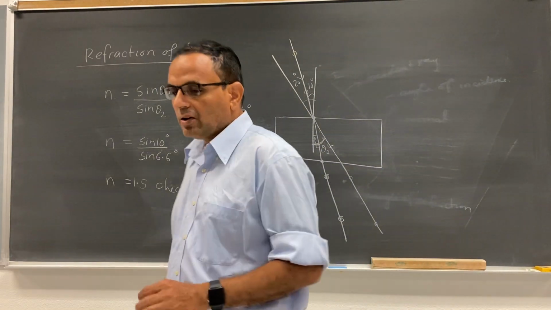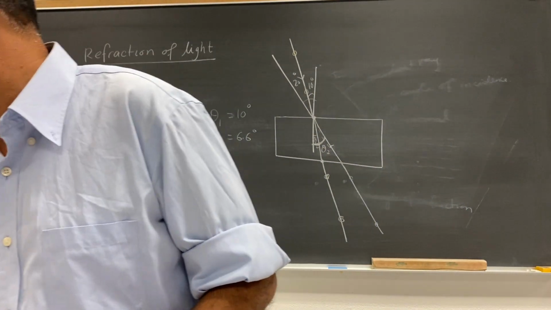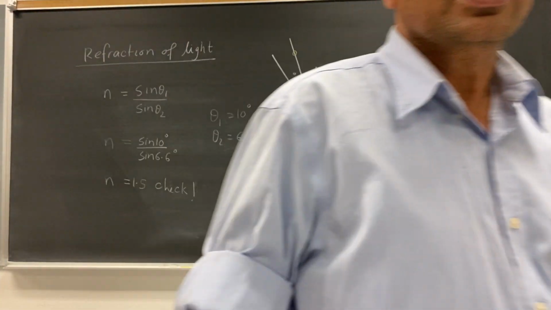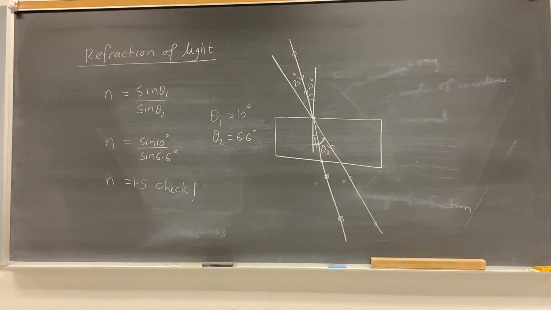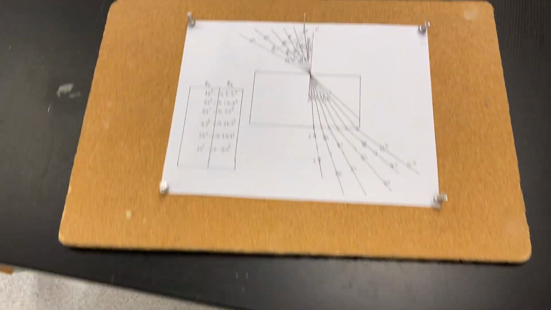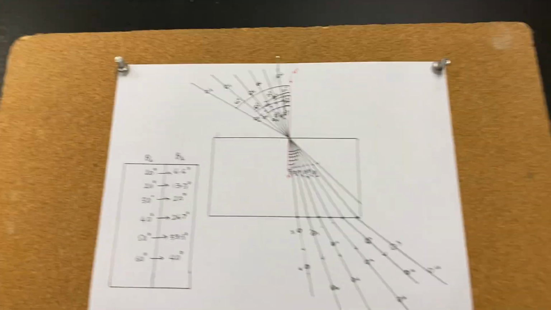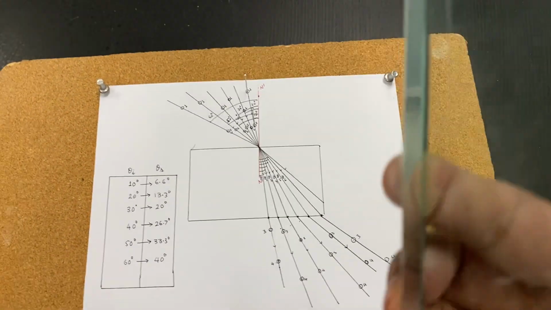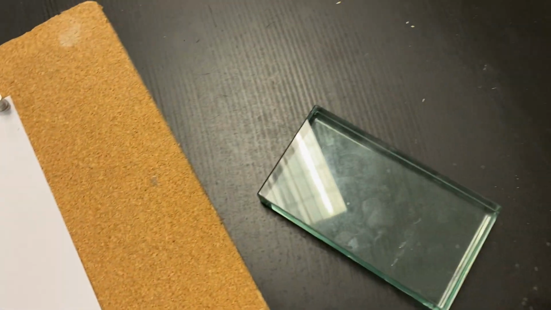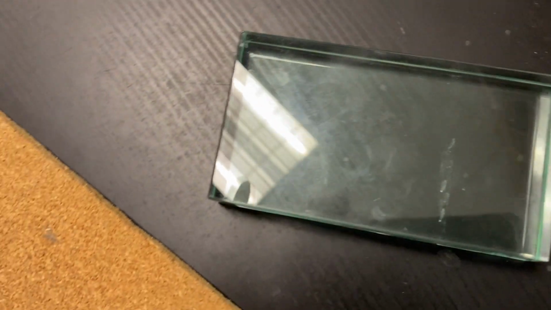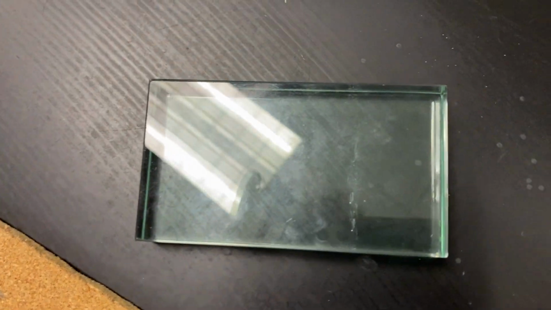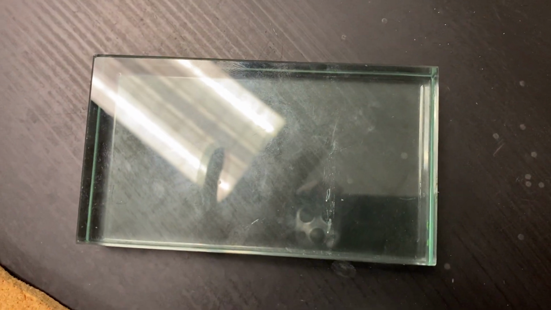Okay, so here I already did the experiment. I can show you quickly. Okay, just hold on. Look here, this is the lab. So what I did is, first I take this glass slab. You see, this is a glass slab. I have to measure the index of refraction of this rectangular glass slab.